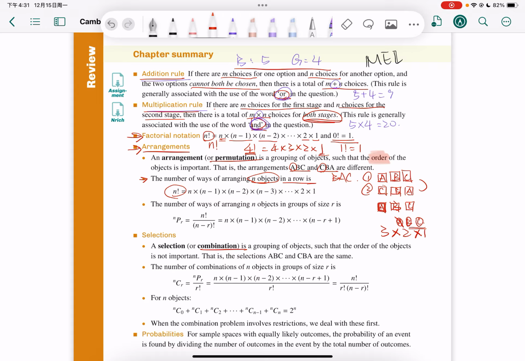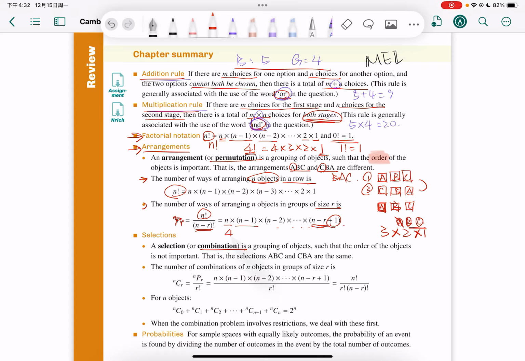The number of ways of arranging n objects in a group size of R is P(n, R), which equals n factorial divided by (n minus R) factorial. That is equal to n times (n minus 1), and so on until the last term, which is n minus R plus 1. So why is that? Let's try a very simple example.